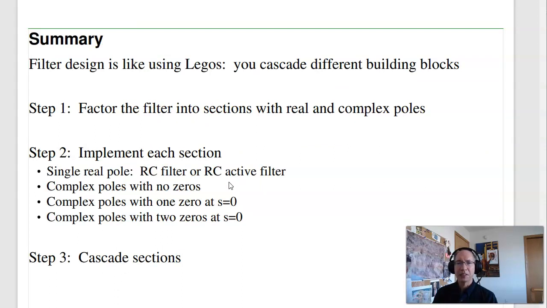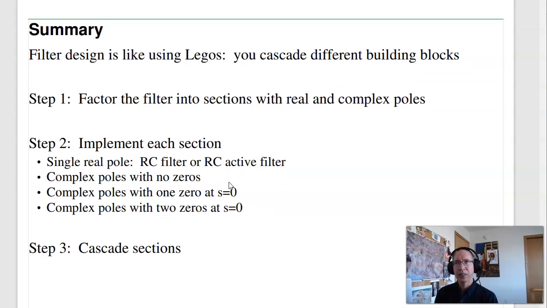With active circuits, I can implement circuits with real poles, complex poles, gains bigger than 1. And you kind of have to look at the filter you're trying to implement to figure out what circuit you want to use. It's kind of like Legos. I've got different building blocks. You just cascade the different building blocks.